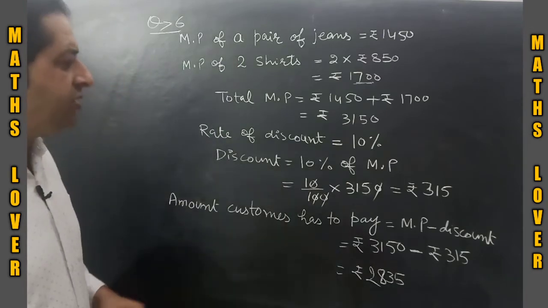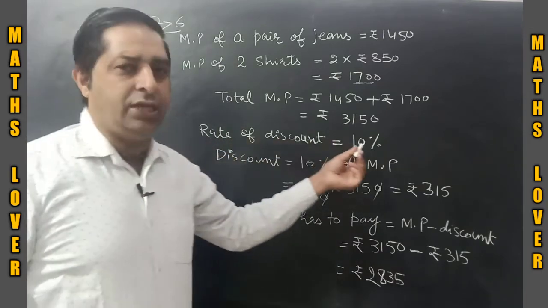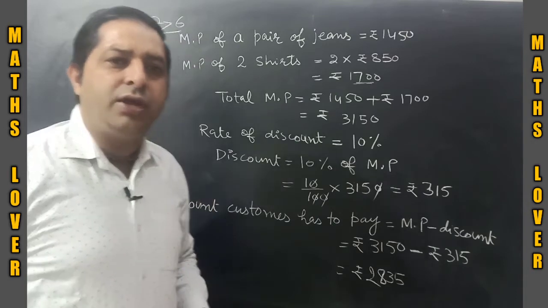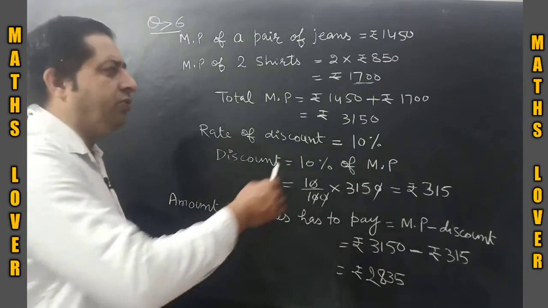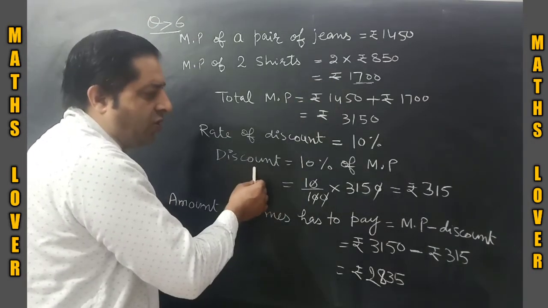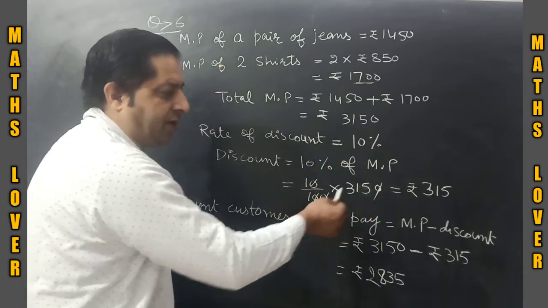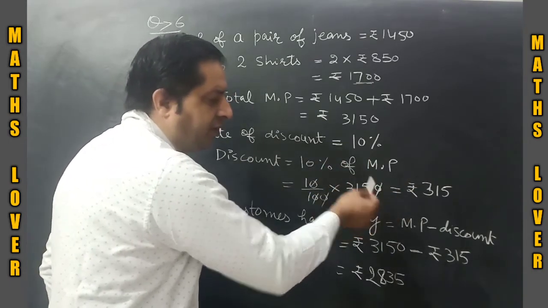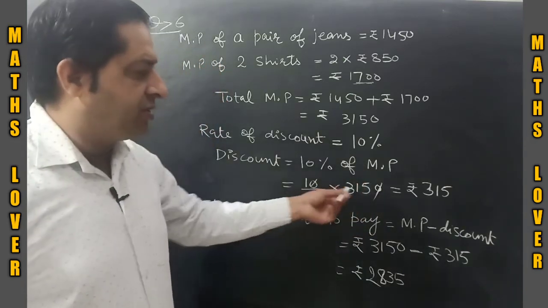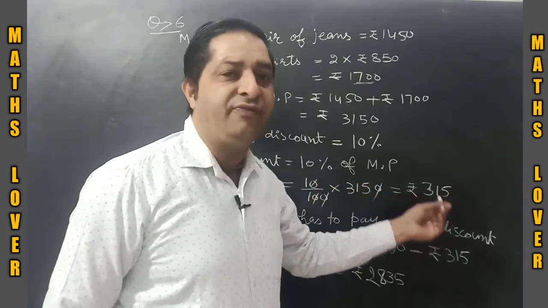Now in the question it is given that the rate of discount is 10%. I have already told you that we always calculate discount on marked price. So therefore discount becomes 10% of marked price. So 10 upon 100 and the marked price is 3,150. We do the cancellation here, so the discount is 350.